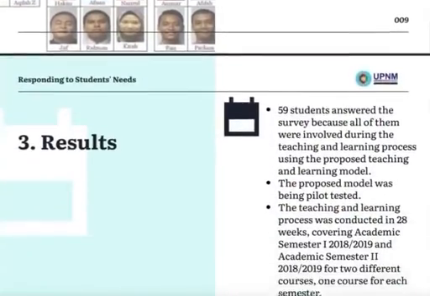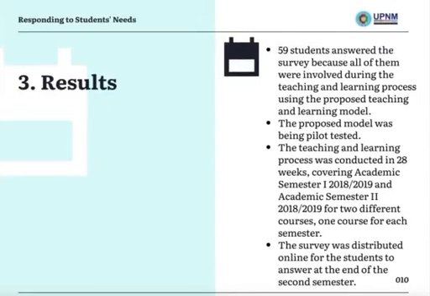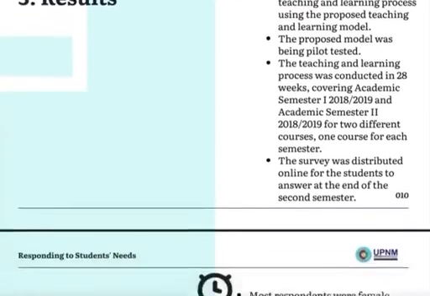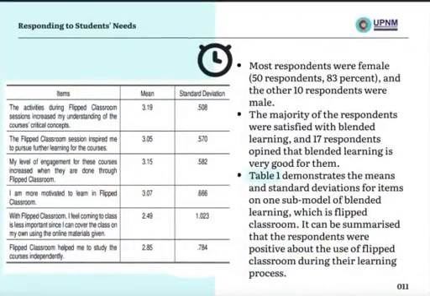And the results. So basically, 59 students answered the survey after the second semester because all of them were involved during the teaching and learning process using the proposed teaching and learning model. And as I said, I used 2 semesters to pilot test the model. This happened in semester 1, 2018-2019, and semester 2, 2018-2019, in 2 different courses. And these are the results from the survey.